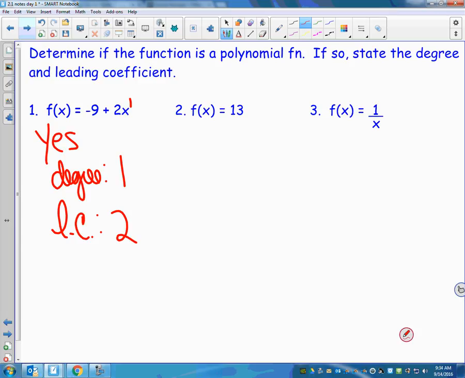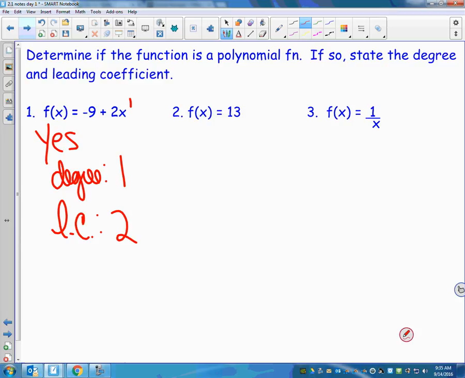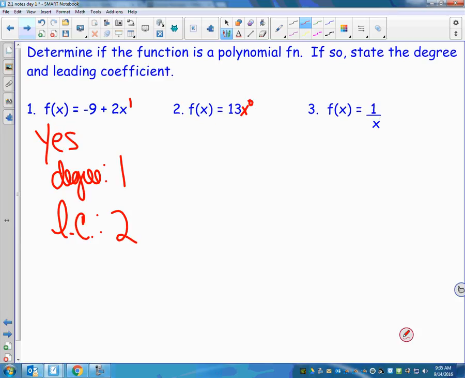What about number 2? Is number 2 a polynomial function? No, that's not. Yes. A little crazy, a little crazy. I added an x to the 0 right next to that. What's anything to the 0 power? 1. I think the 0 power is 1. No. Except for 0 to the 0 power doesn't exist. Did you know that?